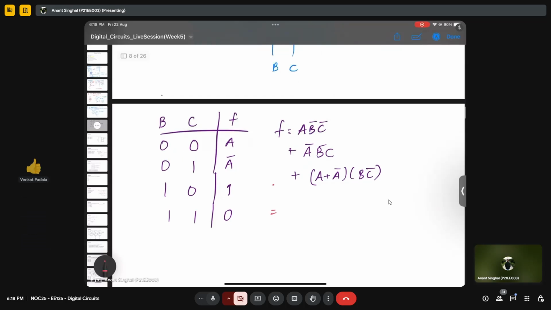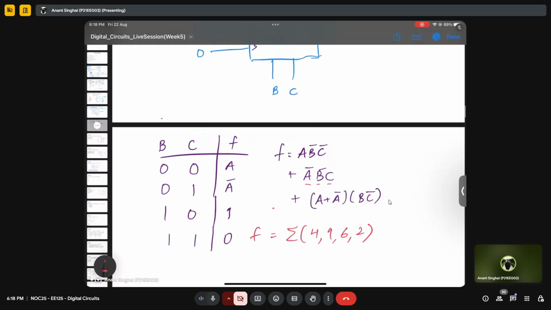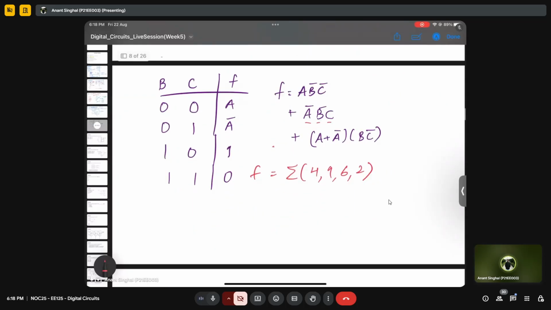Yeah, great. So I can write this in SOP form: this is 1, 0, 0, which is 4. And this is 0, 0, 1, which is 1. Then we have 1, 1, 0, which is 6. And last we have 0, 1, 0, that is 2. But now we have to make sure that the question is asking for the canonical POS form, that is the pi form. So how can we do that?